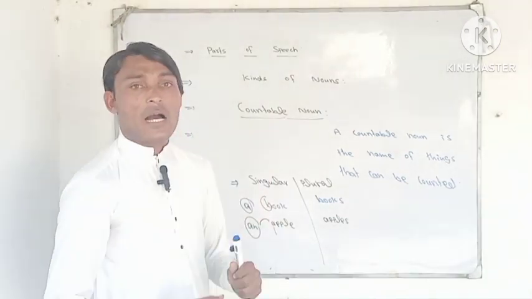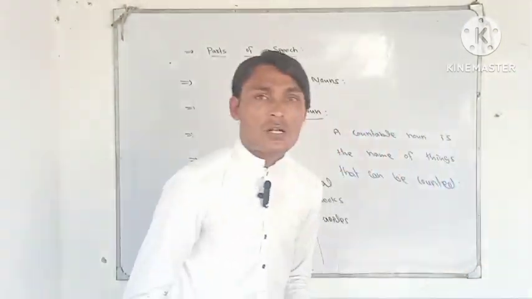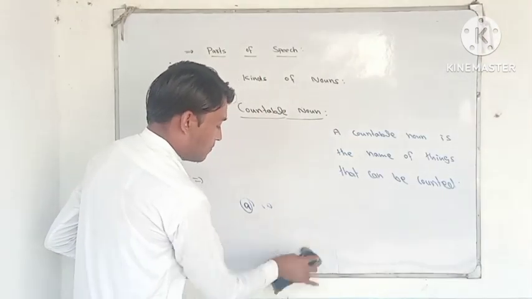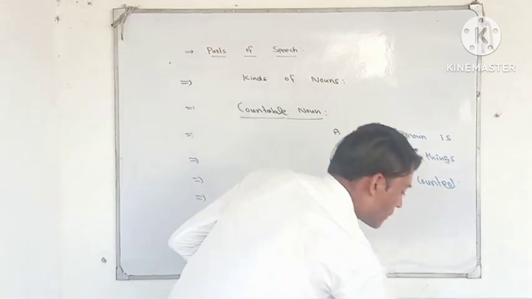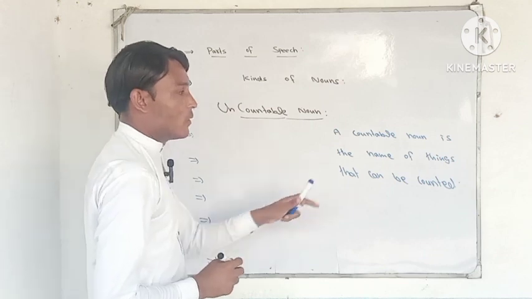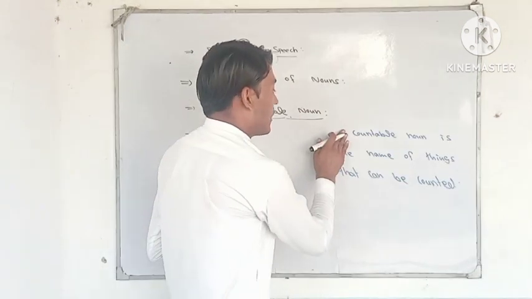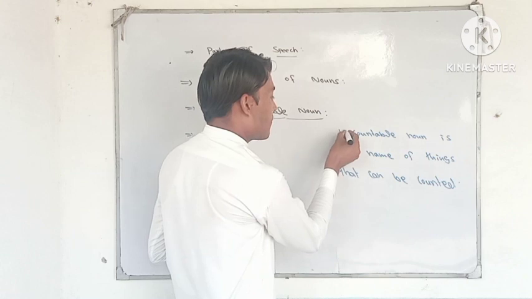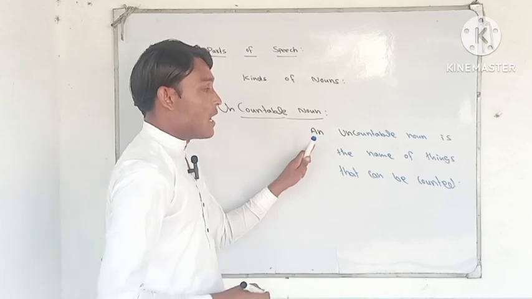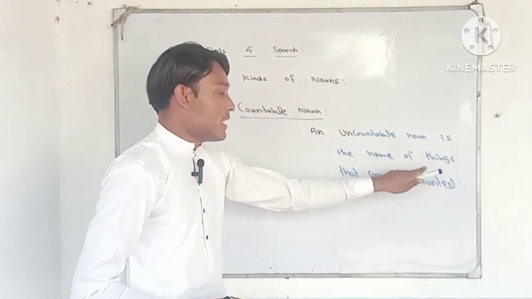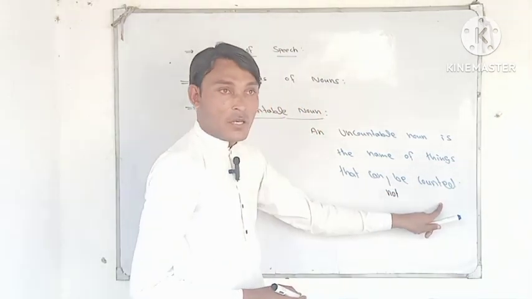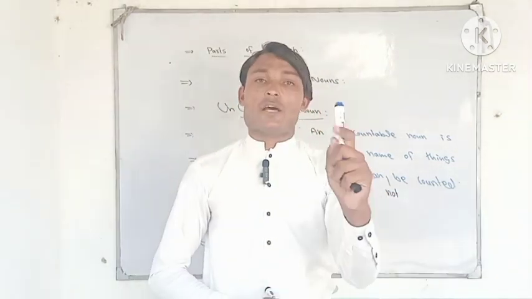Now let's talk about uncountable nouns. An uncountable noun is also called a non-countable noun. An uncountable noun is the name of a thing that cannot be counted, and it has only a singular form. It does not have a plural form.